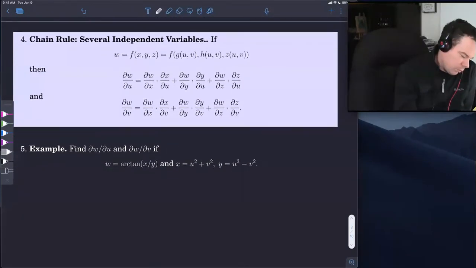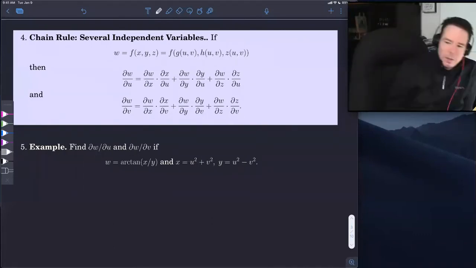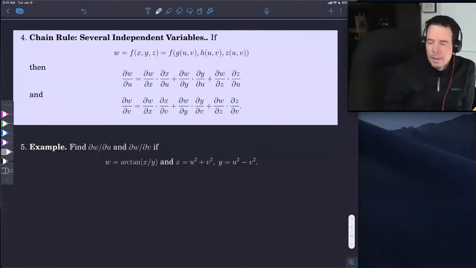The chain rule for several independent variables. So we're thinking of w as a function of x, y, z. And x, y, and z are actually functions of another variable, well, actually two in this case, u and v. So ultimately, w is a function of u and v. How do we get its derivatives? In this case, since it's a function of two variables, u and v, we're going to look for partial derivatives. What's its u derivative? What's its v derivative?